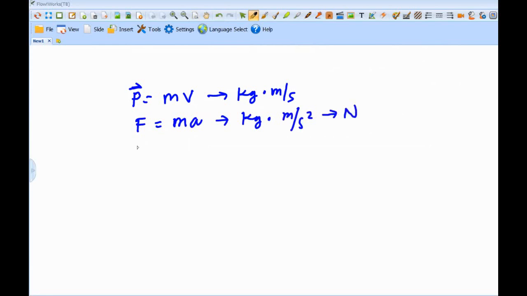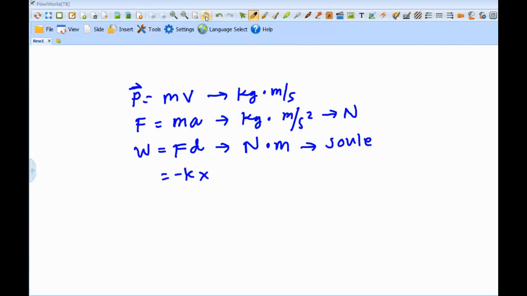And also work. Work is force times distance. So that is newton meter, or we have joule. Also the spring constant, so it's also joule, right? It's also joule. What about the spring? It's negative kx, negative kx.